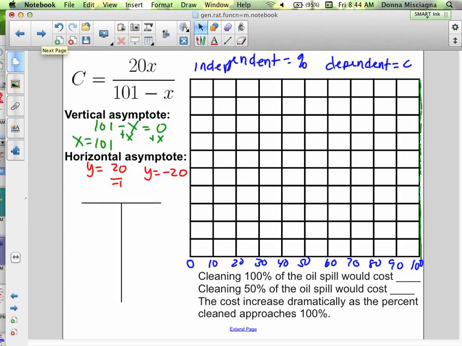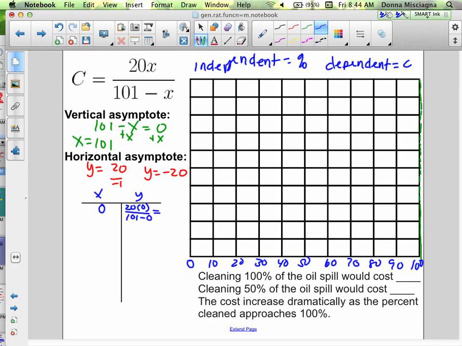All right, so let's plug in some values. We'll choose some percents. We could choose 0. Let's say we don't clean up any of it. If we don't clean up any of it, we have 20 times 0 over 101 minus 0. So 20 times 0 is 0, and 0 over 101 is 0. Obviously it won't cost us anything if we don't clean anything up. But then we have this oily, messy beach that is destroying that whole environment.